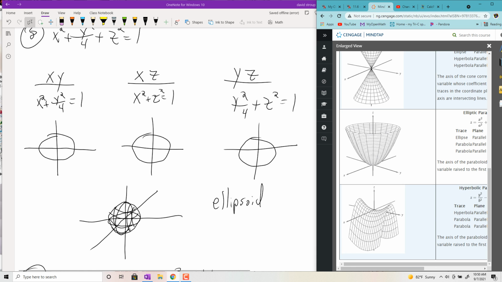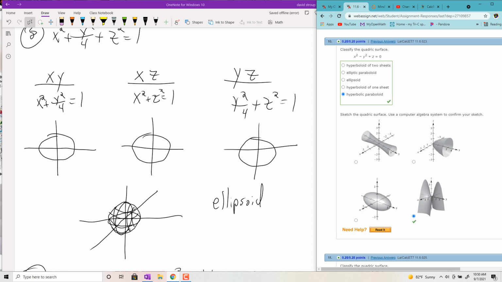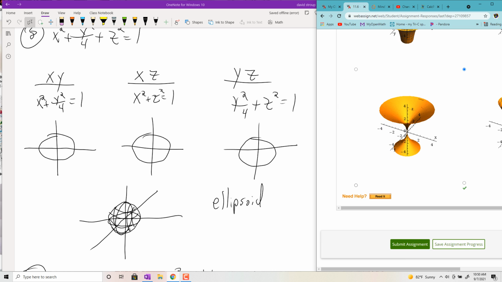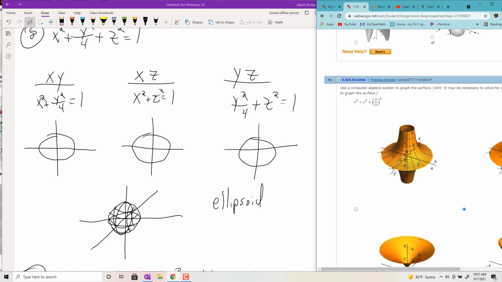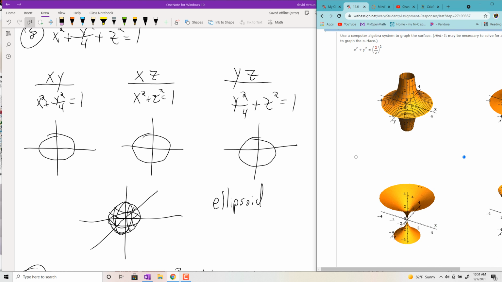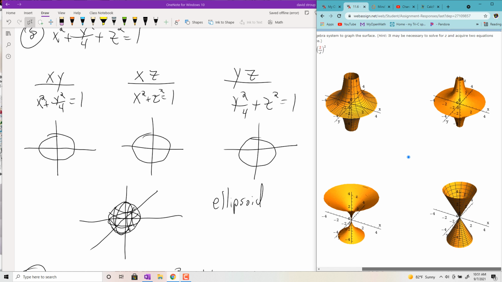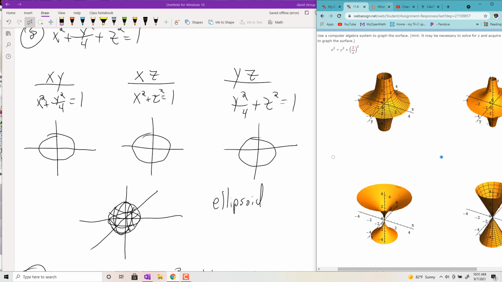Let me breeze through the homework real quick and make sure there's nothing crazy going on. May have to graph this one using a computer algebra system. You could do cross sections here as well, though, and kind of figure out which one it is. But yeah. Okay, I think that'll do us.